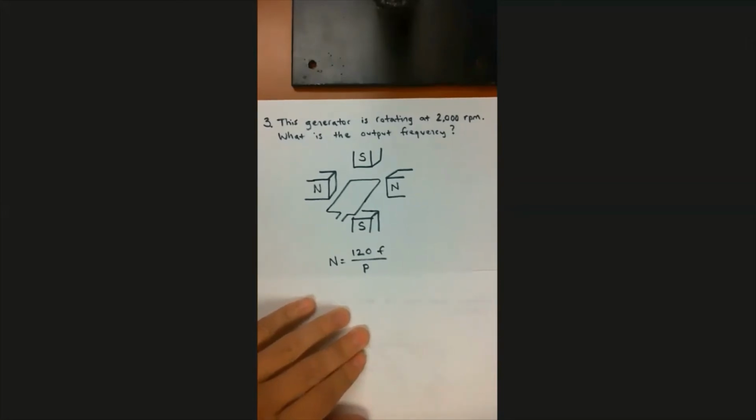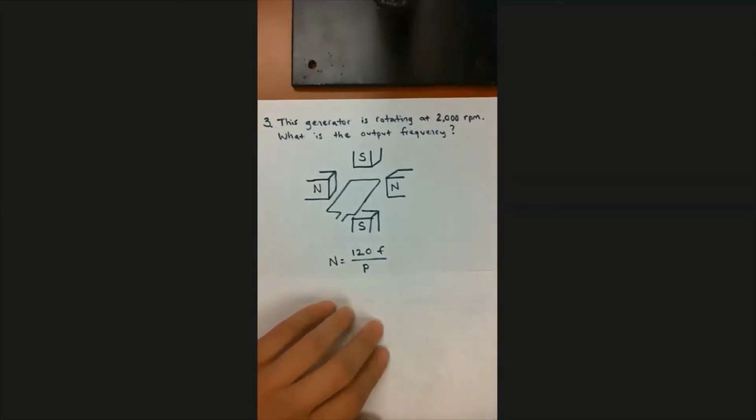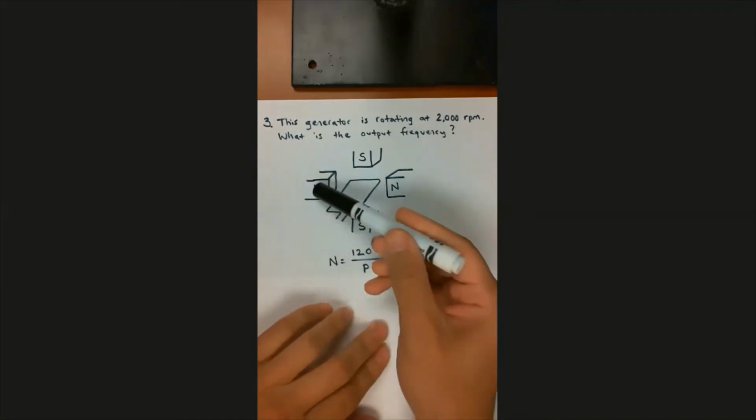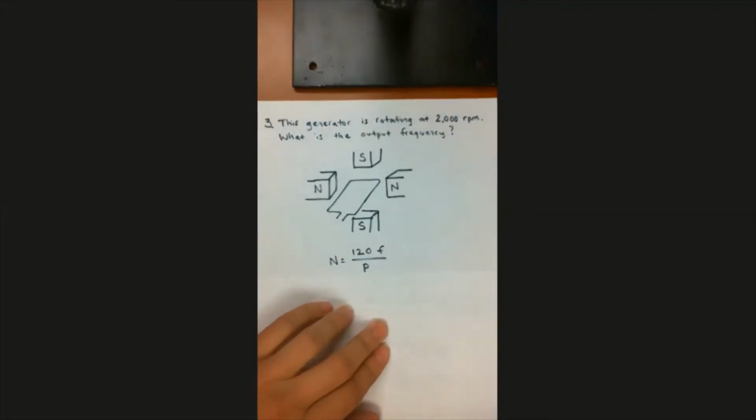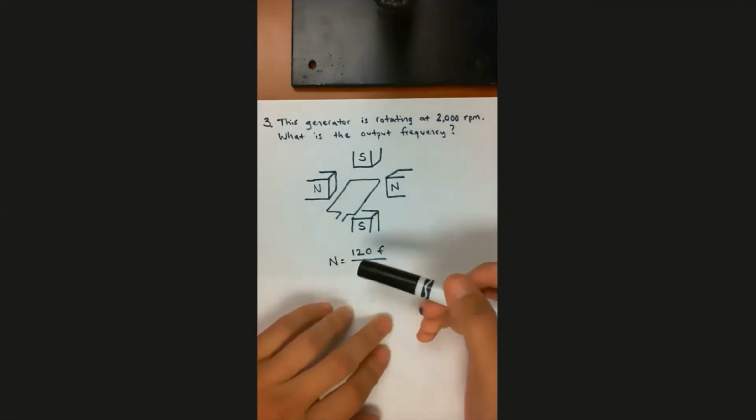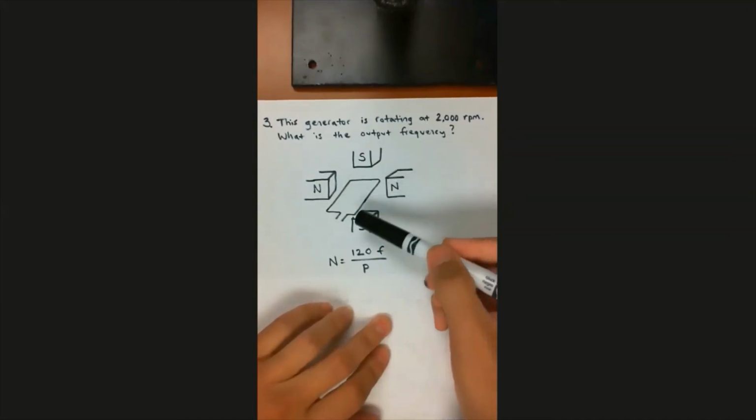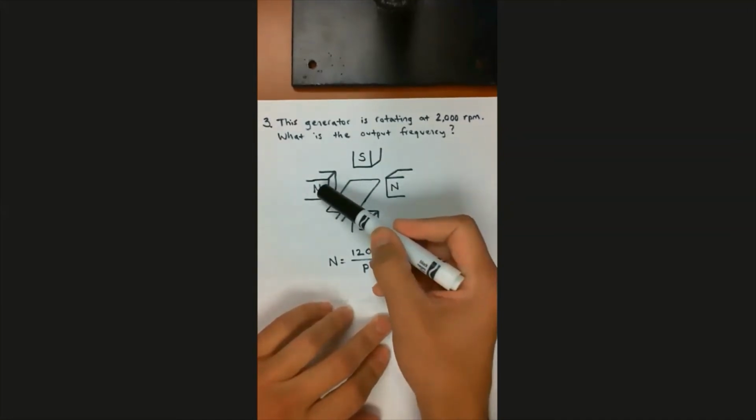And we know P, the number of magnetic poles on the magnetic field. All you gotta do is count them. 1, 2, 3, 4. Also, one more thing I'll point out here. Notice that the magnetic poles have to alternate. They have to go north, south, and back to north again.